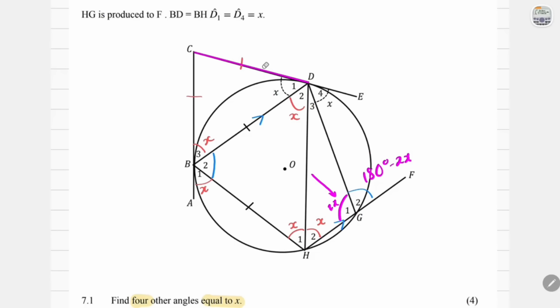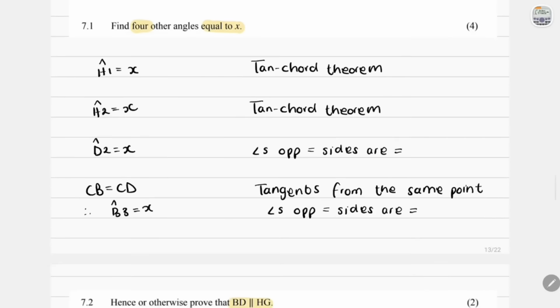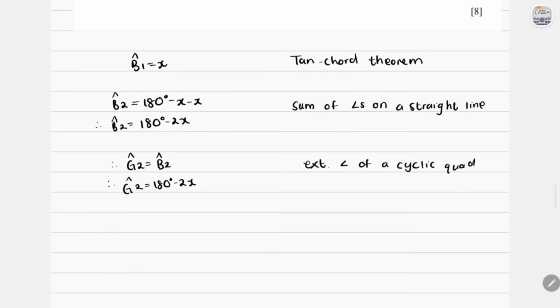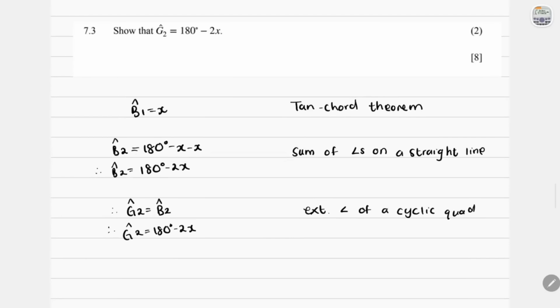That would have been quicker. But there we go. That is our answer. And that is the last question for question 7. And that is it for question 7.